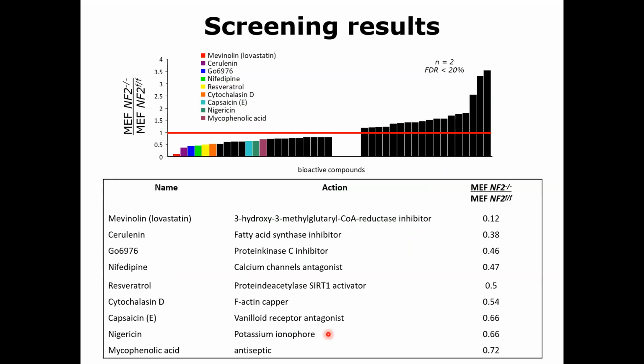Now I'm going to discuss the stages in detail. These are our 9 compounds. You can see that lovastatin was the most effective, and the second was Cyrilline. And all the other drugs were actually approaching the criteria of viability ratio below 0.8.